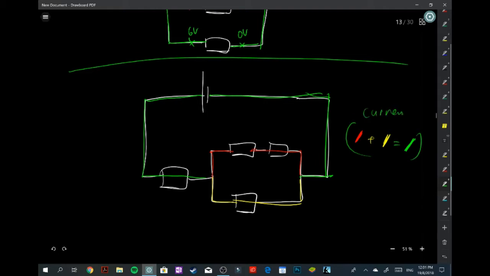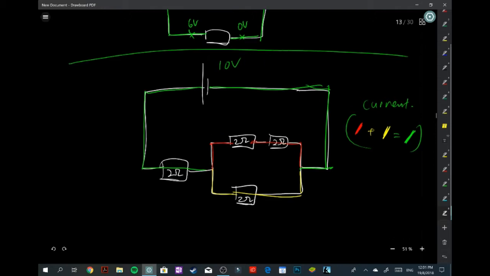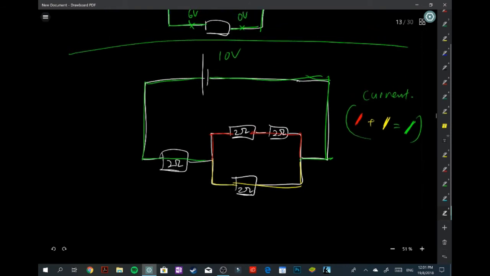Now let's say this is 10 volts and all the resistors are 2 ohms. So 2 ohms here, 2 ohms here, 2 ohms here, 2 ohms here. Now, first thing, we need to find this out. We can find the effective resistance. Now, we realize that the red color current doesn't split. In other words, this is in series, so we have 2 plus 2 equals 4.